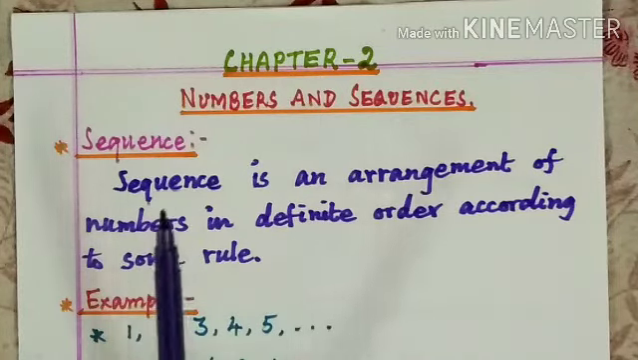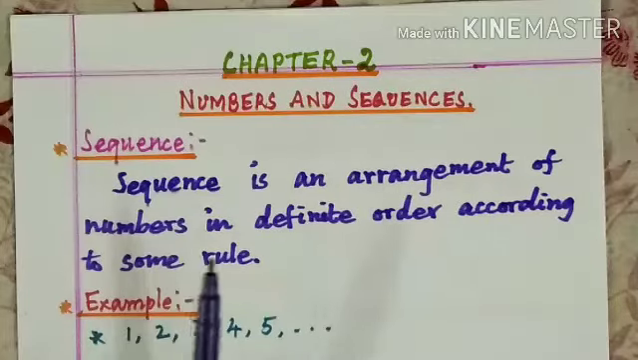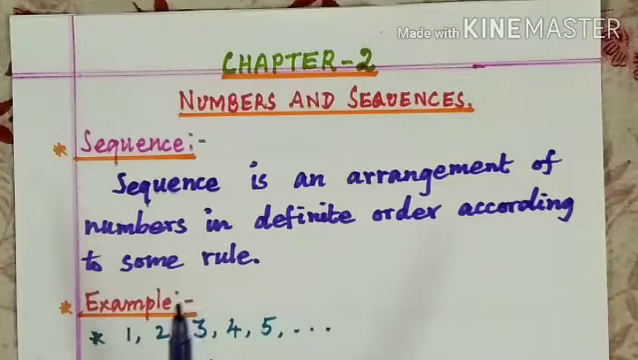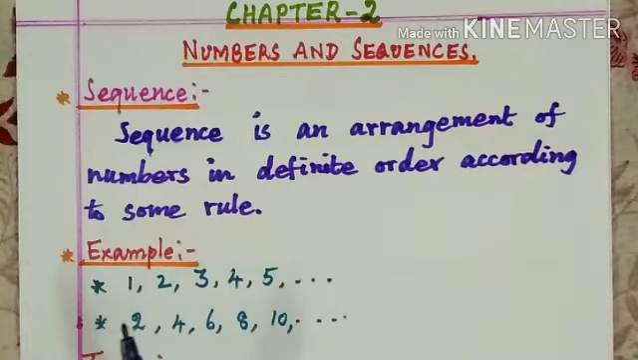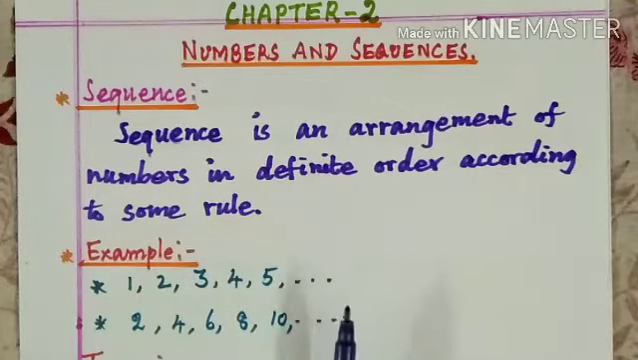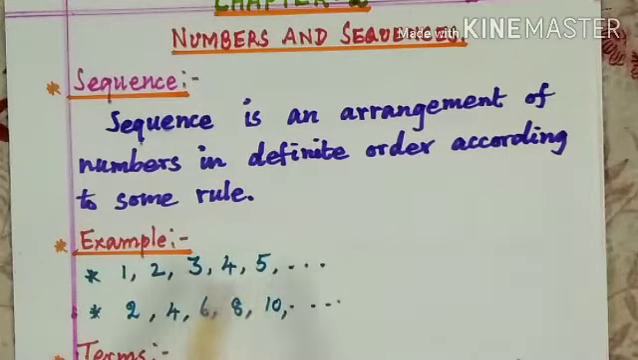A sequence, the name itself indicates it is an arrangement or an order. That is, a sequence is an arrangement of numbers in a particular order. And here, when we arrange numbers, we follow some method or rule. For example, let us say that here we have 1, 2, 3, 4, 5 shown up to infinity. Now this one we can call a sequence because the difference between any two numbers is the same. That's why we call this a sequence.